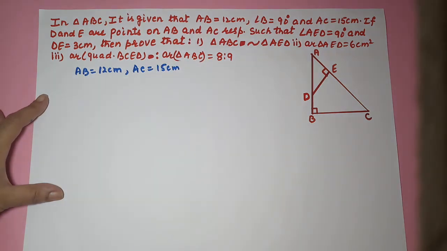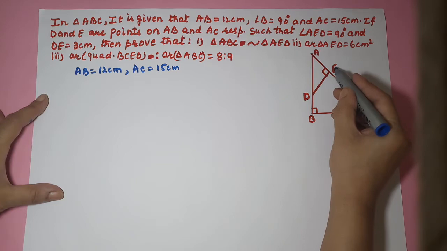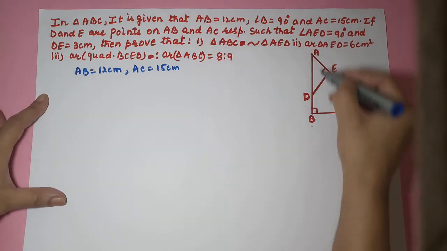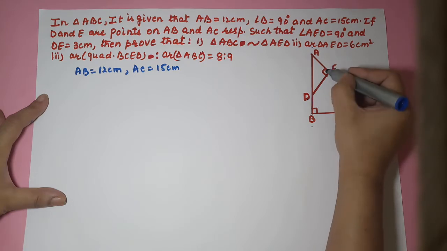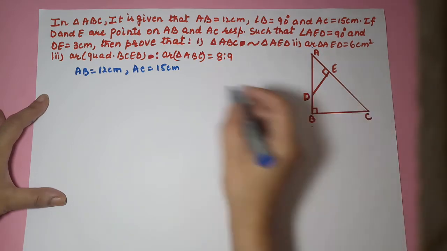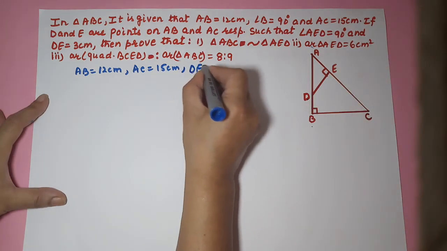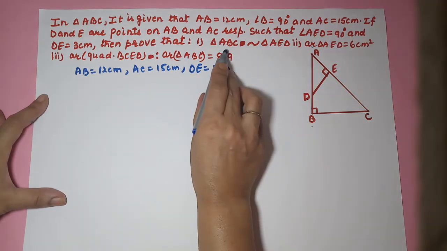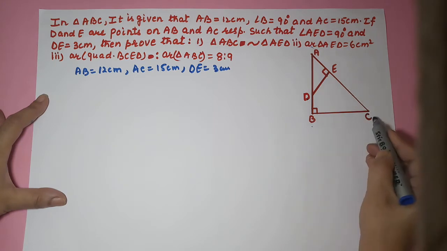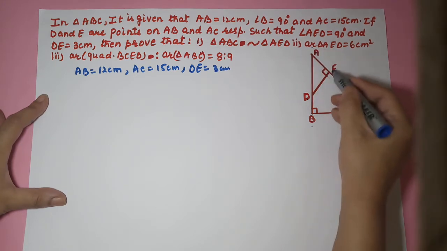If D and E are the points on AB and AC respectively, such that angle AED is 90 and DE is 3 centimeters, prove that triangle ABC is similar to triangle AED.